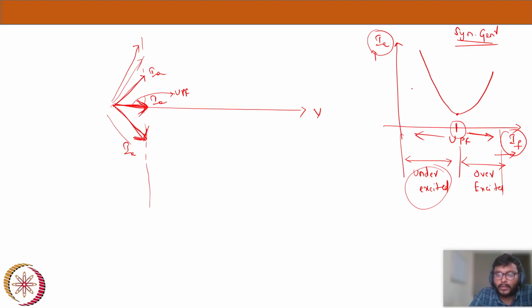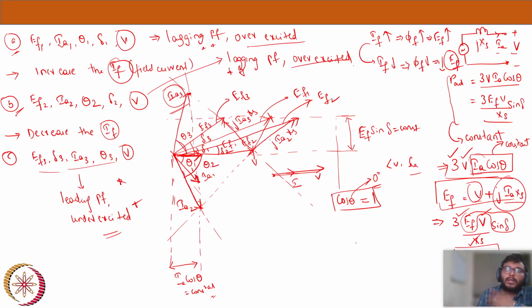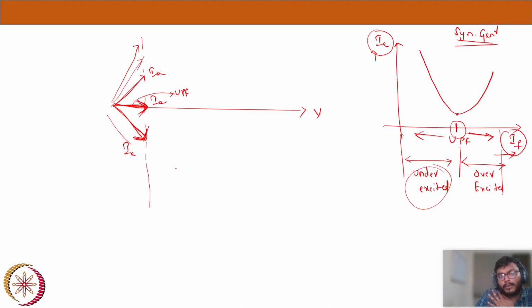Now go back to the figure. For the over-excited, Ef1 and Ef2 are over-excited. From the over-excited, what we have seen? The power factor is always lagging because Ia1 and Ia2 are at the bottom. So theta 1 and theta 2 came to be lagging. So over-excited, this is a lagging power factor.